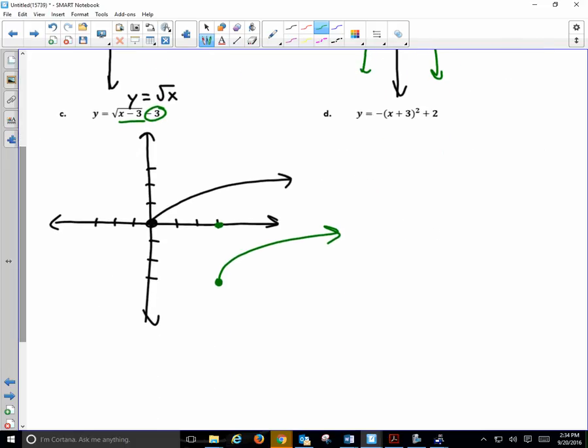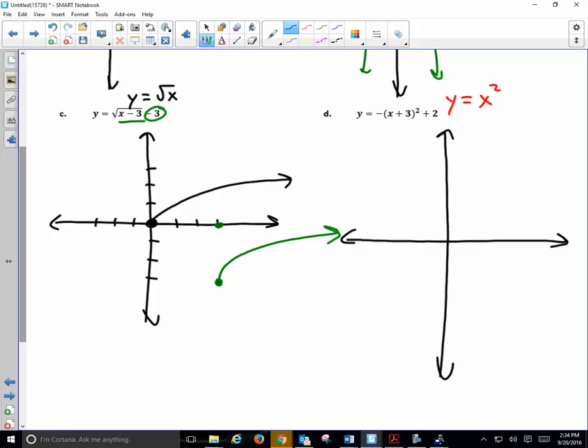Let's look at the last one. What's the parent function? Which shape is this going to look like? Yep, a U or a parabola. So y equals x squared. So as I draw my graph, I'm going to make my parabola shape.